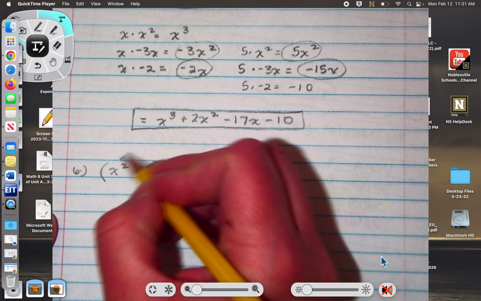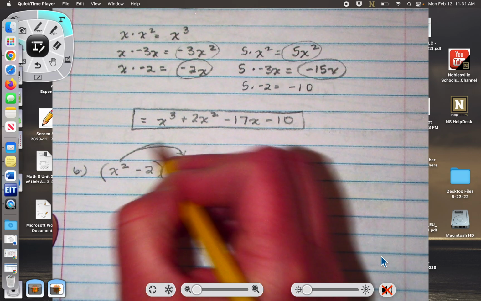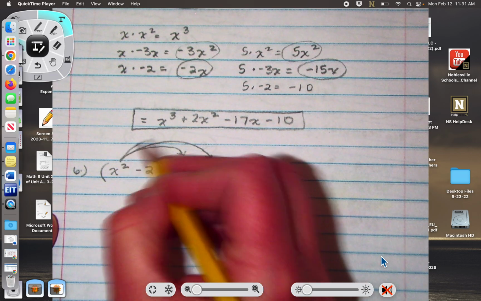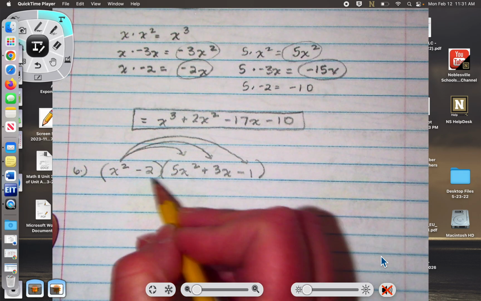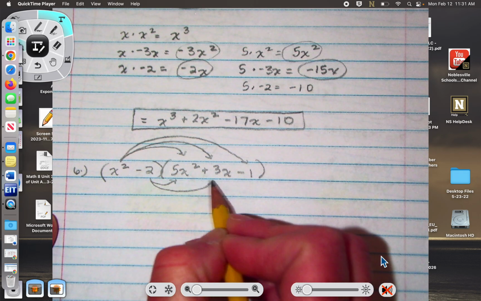So again, I'm going to have top arrows, over arrows, and under arrows.